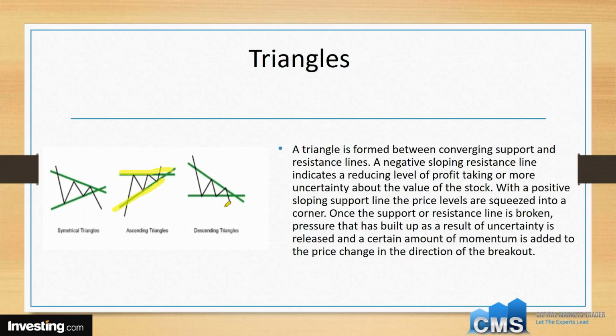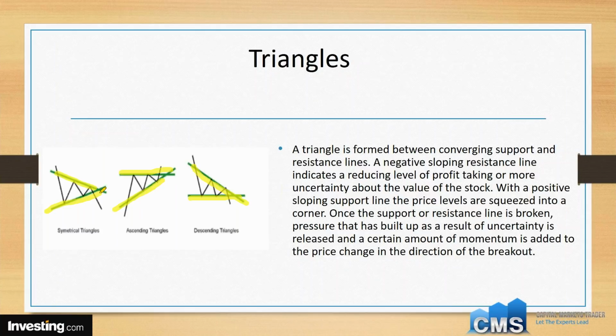A descending triangle is the exact opposite. So the terms are all based on the edge or the direction of the support and resistance lines. And then, of course, we have the symmetrical triangle where both the support and resistance lines move towards each other. But they're all called triangles. Personally, I don't ever say ascending triangle, descending triangle, symmetric. I look at them and say, oh, there's a triangle.